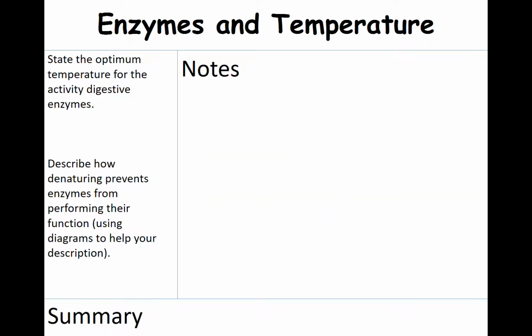So we should write our notes in the Cornell note-taking system with our objectives on the left, matched up with our notes answering those objectives on the right. Then we'll write a summary of what we've learned at the end of the lesson.